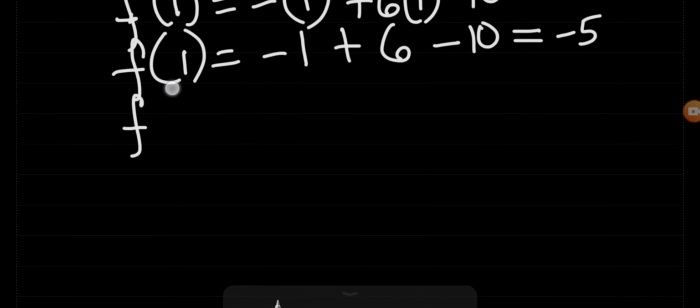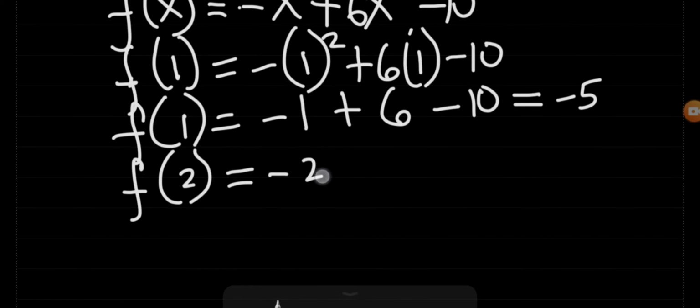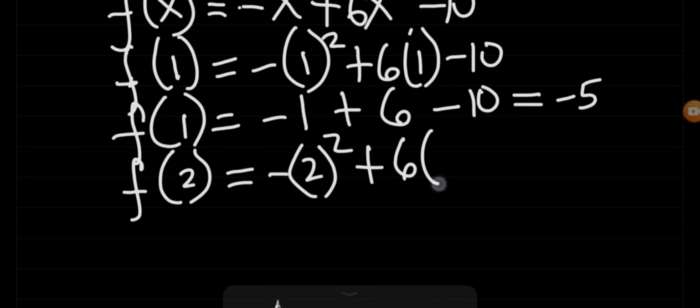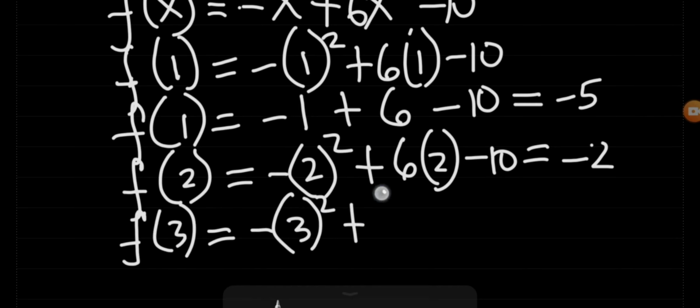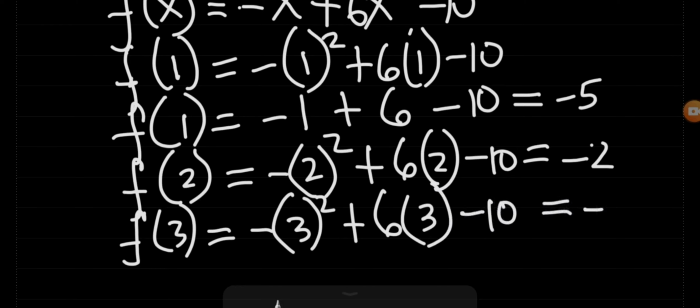Then we will use 2: negative 2 squared plus 6 times 2 minus 10 equals negative 2. And f of 3 is negative 3 squared plus 6 times 3 minus 10, which equals negative 1.